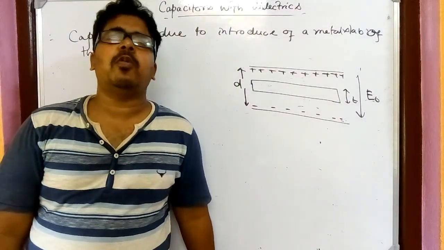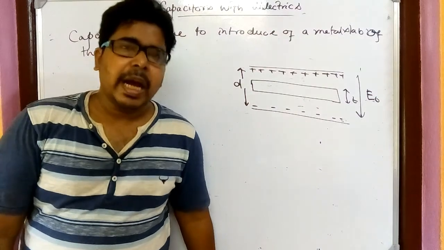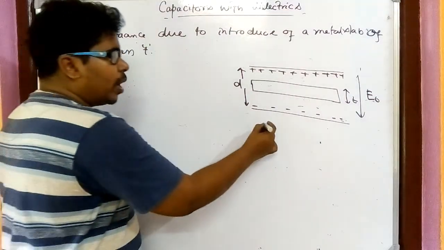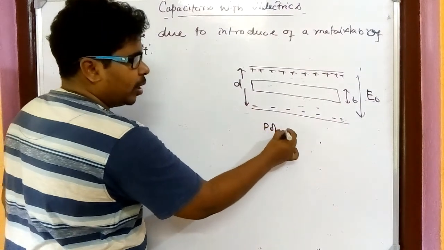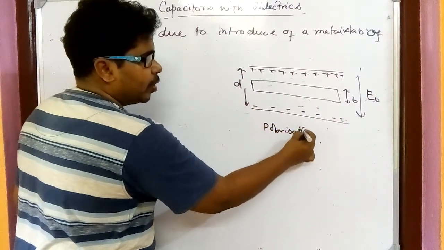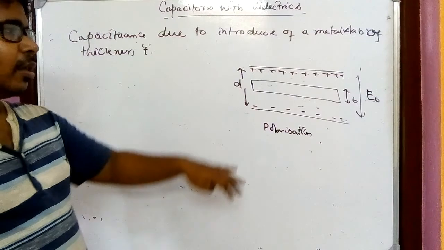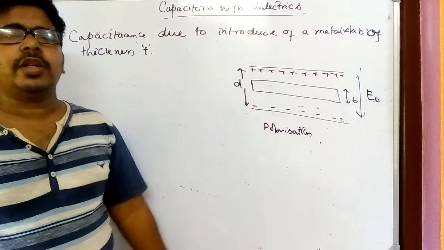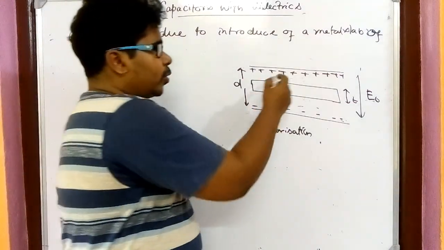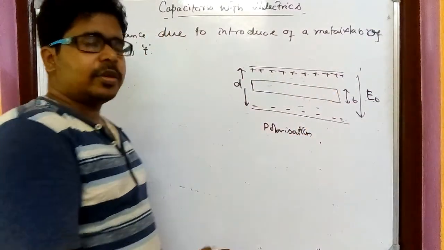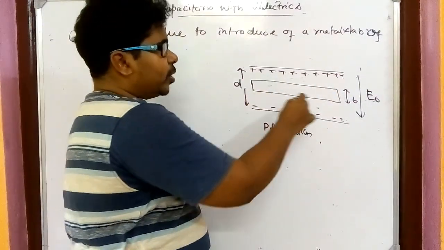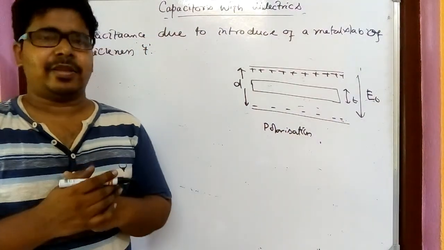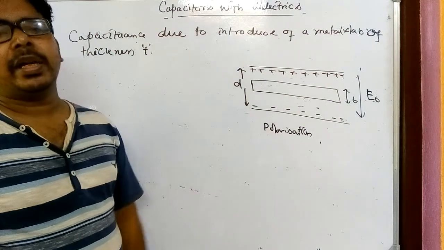What have we seen for the dielectric? In a dielectric, we have seen one concept that is called polarization. Polarization means the positive and negative charges are arranged on opposite sides. So near the positive plate the negative charges will arrange, and in the negative direction the positive charges will arrange. That occurs in the case of a dielectric. But here, it is a metal slab.